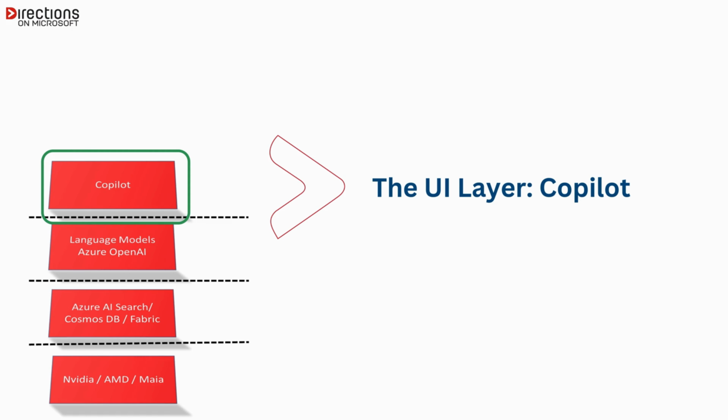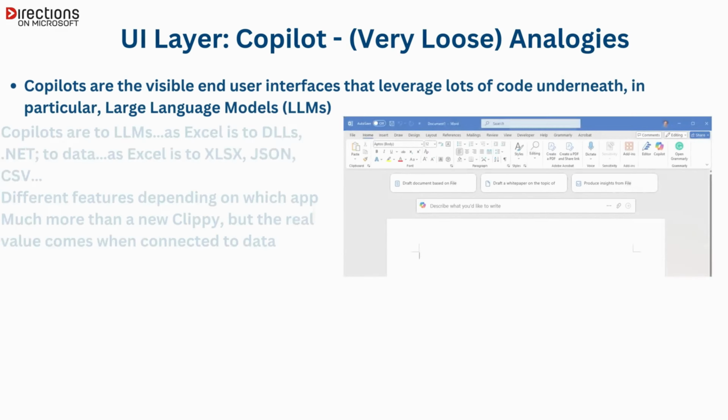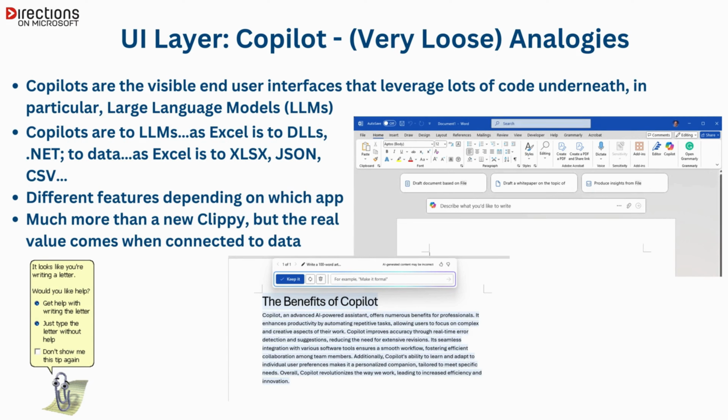Let's start at the top. The user interface layer, which we all know by now, is branded as Copilot. First, we'll begin with some very loose analogies. Satya likes to compare Copilots to Excel. What does he mean by that?